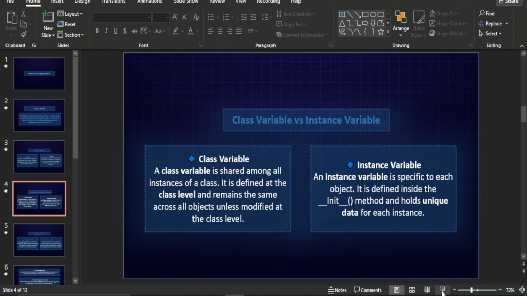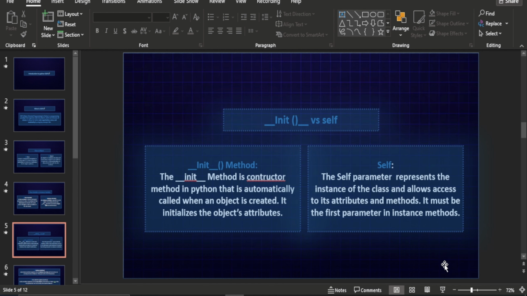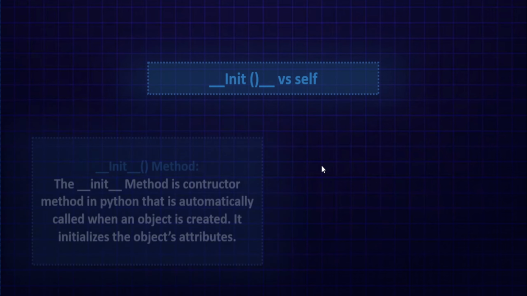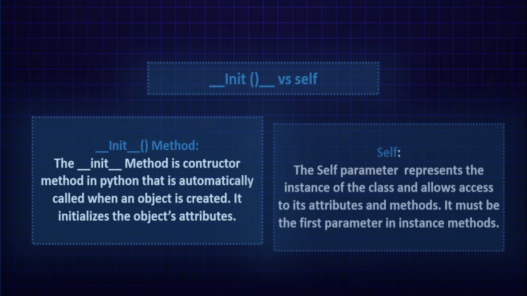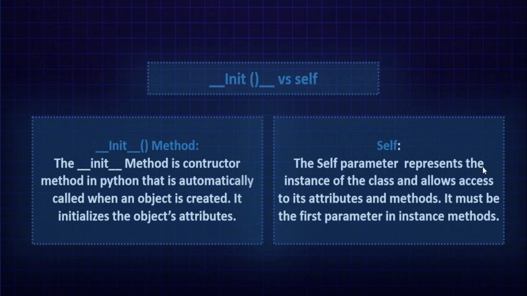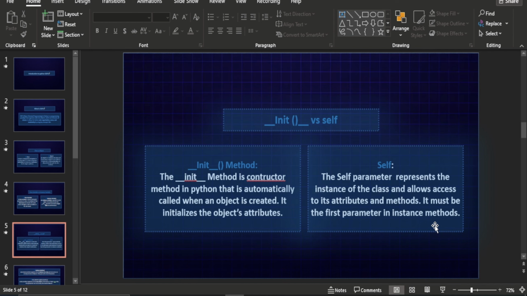And then another one, init. What's the difference between init versus self? The init is the constructor method. As I said earlier, in Python it's automatically called when an object is created. It initializes the object's attributes. What about self? The self parameter represents the instance of the class and allows access to its attributes and methods. It must be the first parameter in any instance method. I'll show you through code as well.